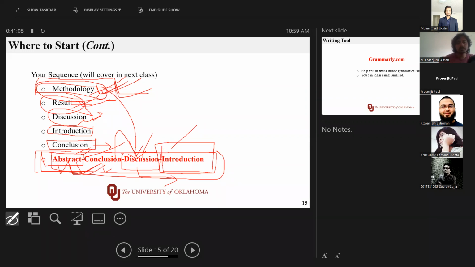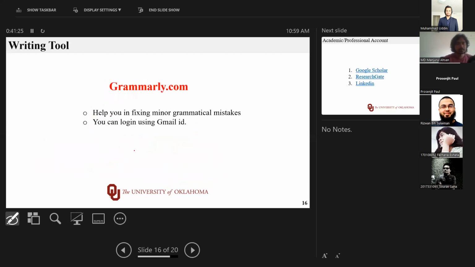So your discussion, introduction, and conclusion will be changed over and over again over time, when you write or when you actually go through the submission and review process. So you have to remember this part also.